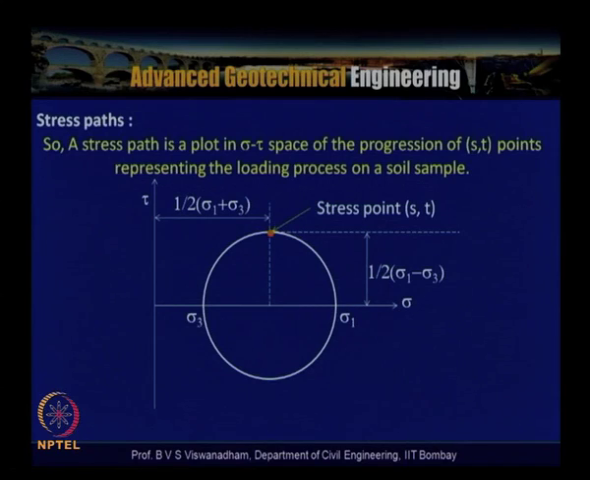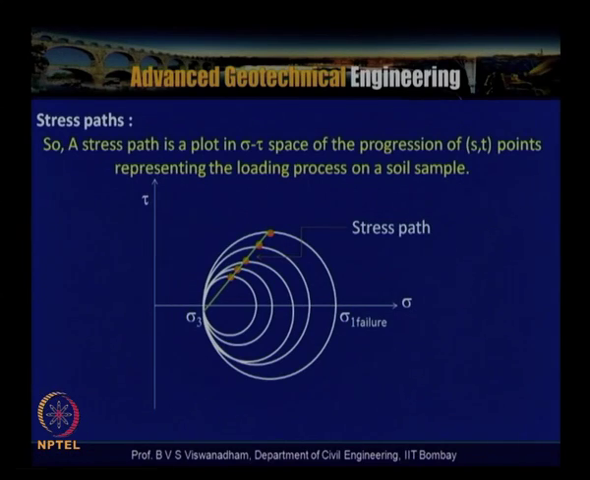That means that different stress states of the soil, and the final stress state, can be at failure, representing the loading process on a sample. So this is one stress point, which is shown here. But when we have a series of Mohr circles, each Mohr circle has a new diameter and new stress points. When you join these points, that represents the so-called stress path for the condition being defined.